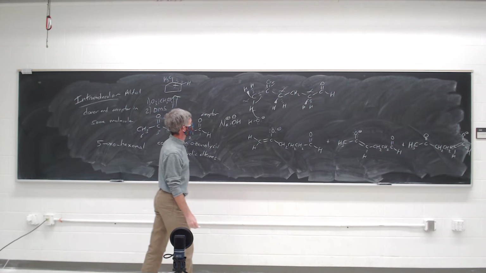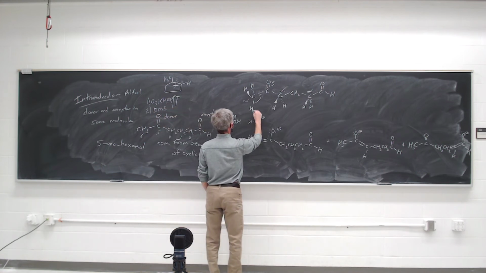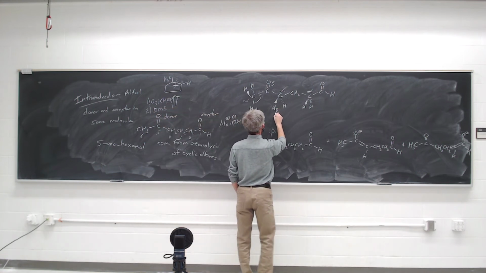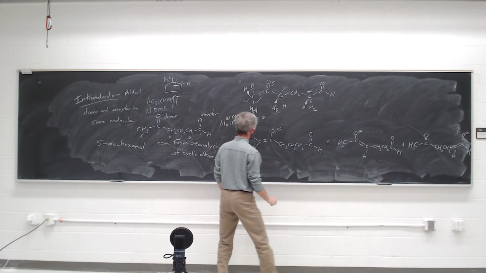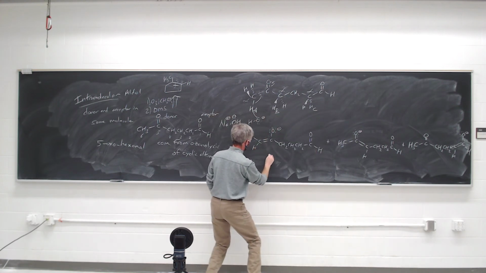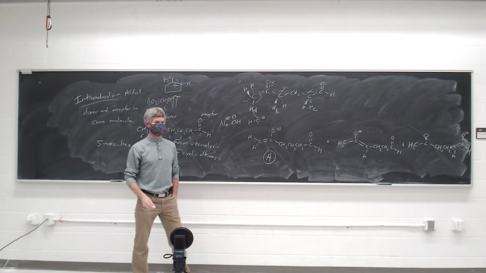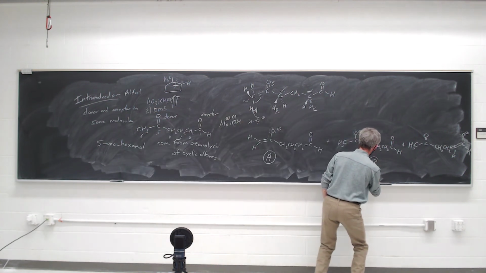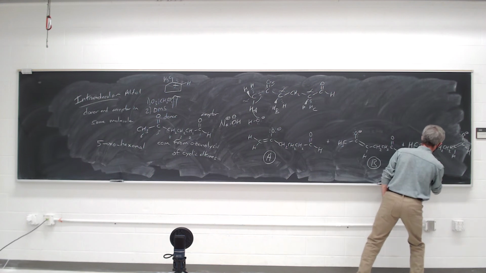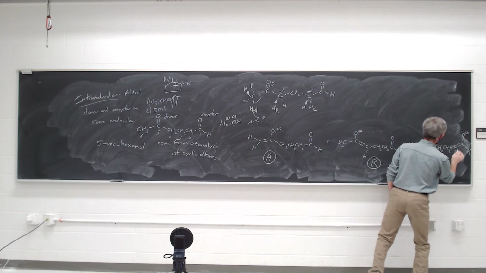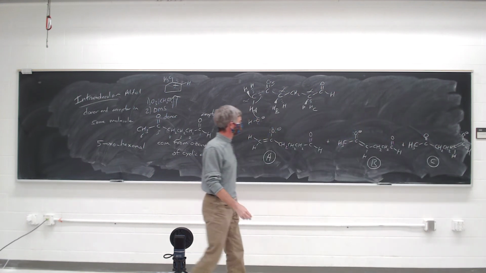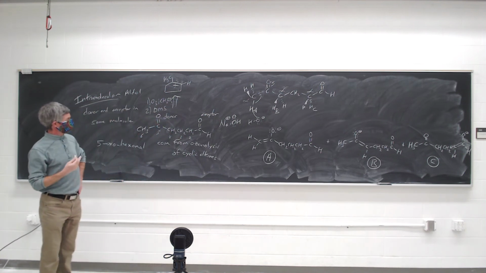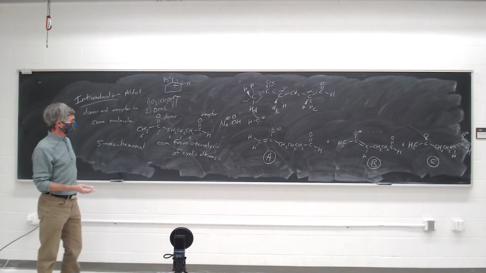There are 3 possible enolates. Let's call this case A, and this case B, and this case C. So this is the enolate that comes from removing H A, this is the enolate that comes from removing H B, and this is the enolate that comes from removing H C. Is there any difference in stability between A, B, and C?